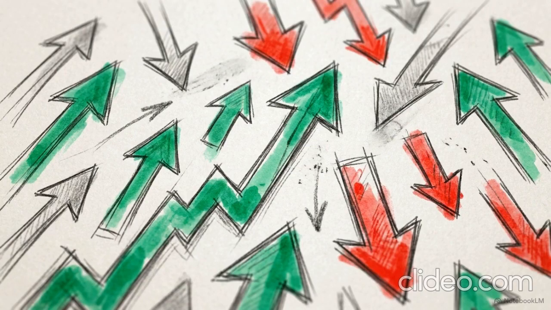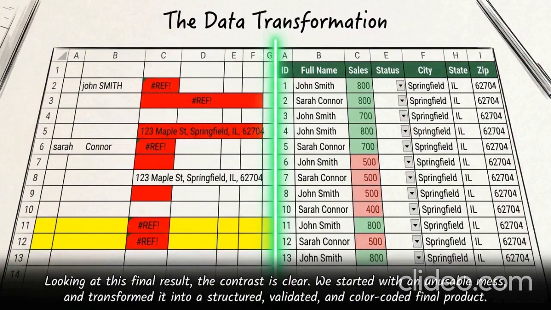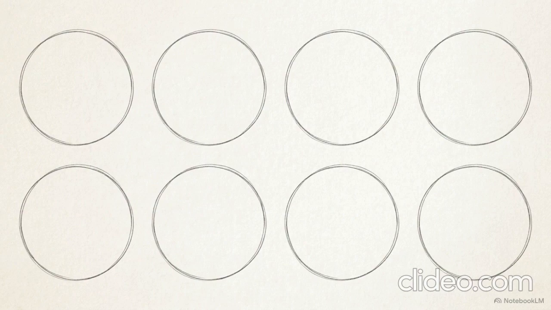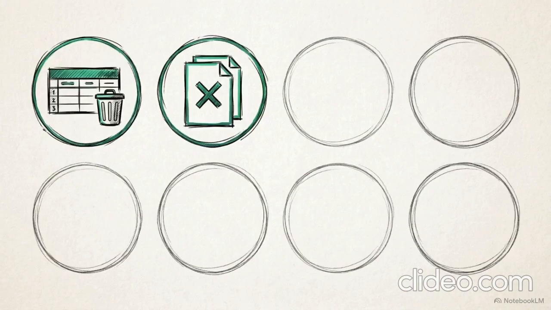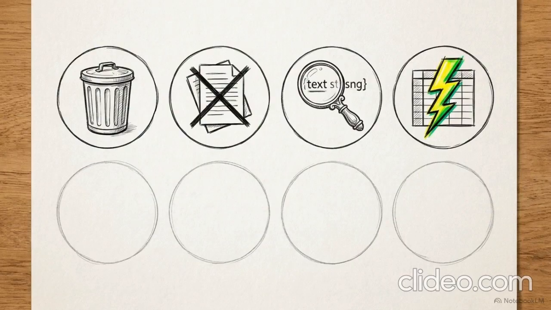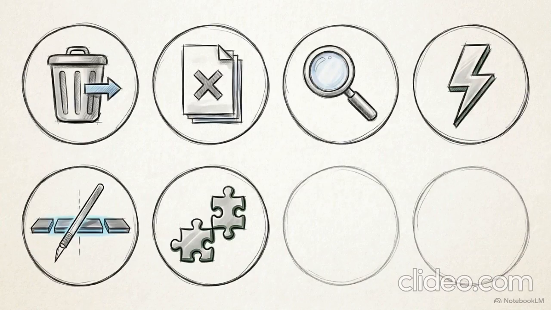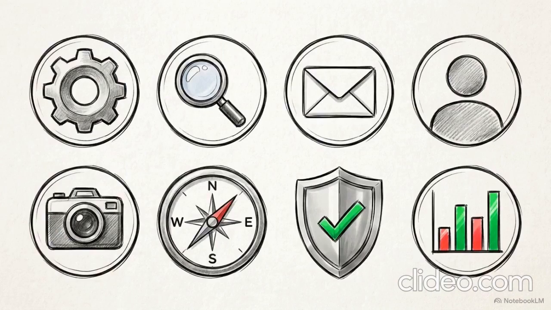Looking at this final result, the contrast is clear. We started with an unusable mess and transformed it into a structured, validated, and color-coded final product. We did it by relying on 8 specific tools: removing blanks, removing duplicates, finding and replacing text, flash fill, text to columns, text join, data validation, and conditional formatting.